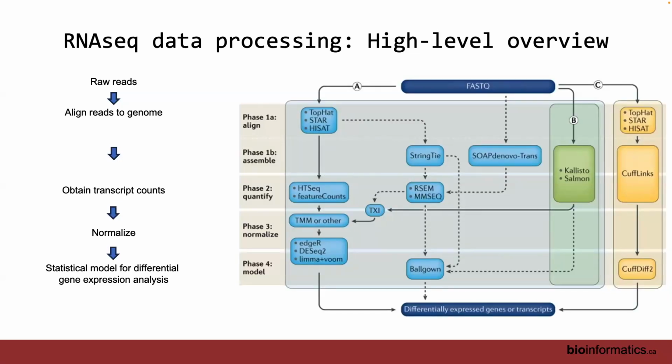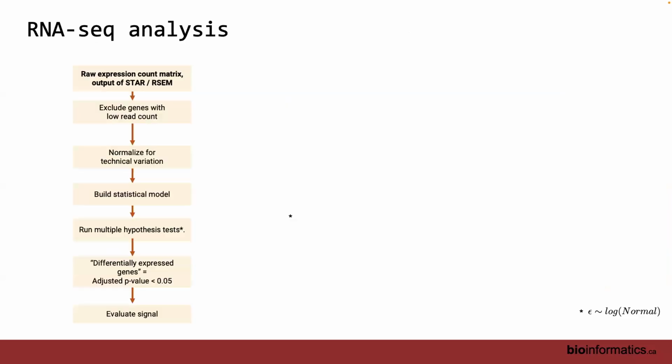the solution must fit exactly the problem, right? We're scientists, so you have a confounding factor and you find a way to control for it appropriately. And then at the end of this, you do the differential expression analysis. So what does a workflow look like in R? Let's assume that we start with a raw expression count matrix. It's the output of tools such as STAR or RSEM.